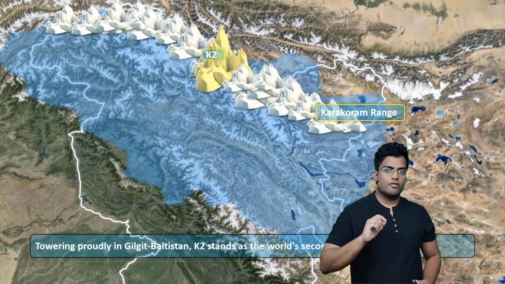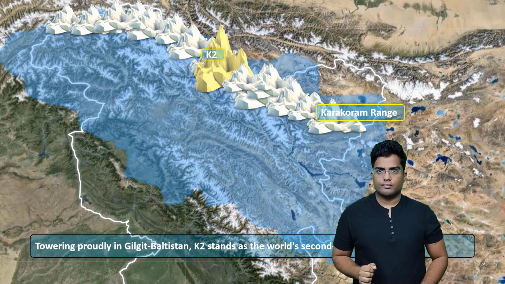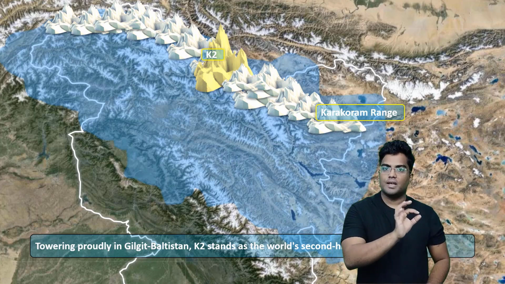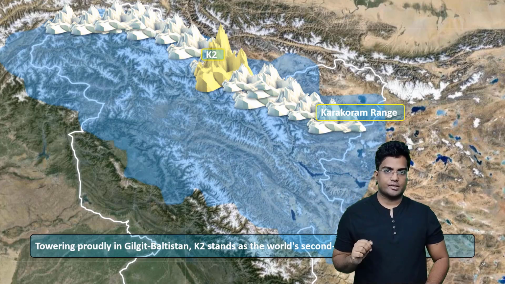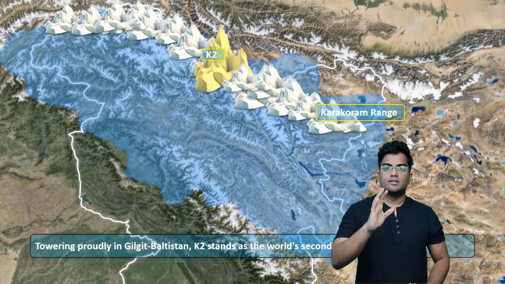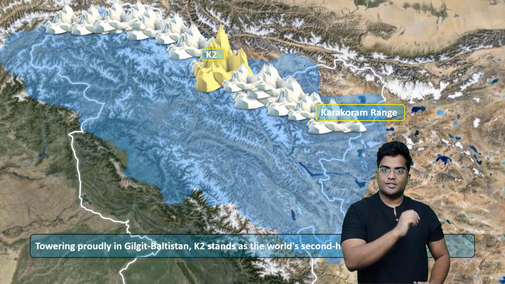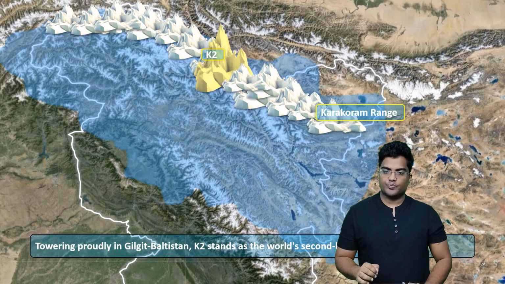As you may have heard about K2, or Godwin Austen. K2 is essentially the second highest peak in the entire world. You are obviously familiar with the highest peak, that is Mount Everest. The second highest peak is K2. K2 is located on this particular range. This mountain is located on the Karakoram range.